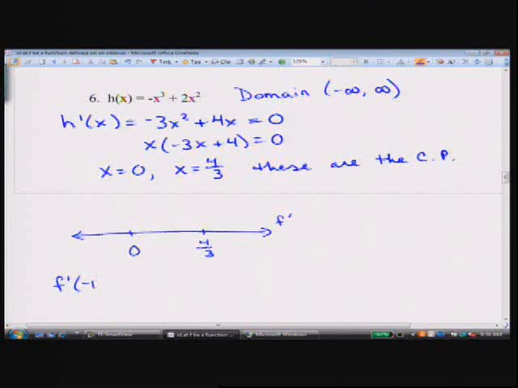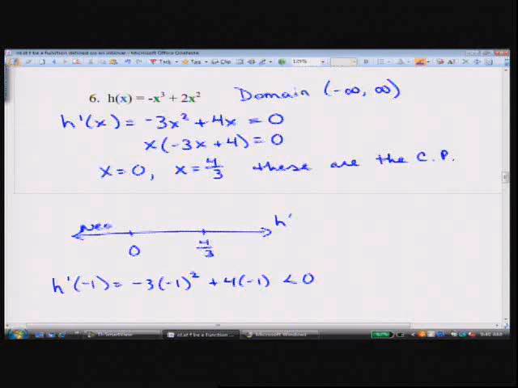All right, h prime of -1. I guess I should be doing h prime, sorry. H prime of -1 is going to be -3 times -1 squared plus 4 times -1. So is this positive or negative? Negative. So it's less than 0, so we would say that it's negative.